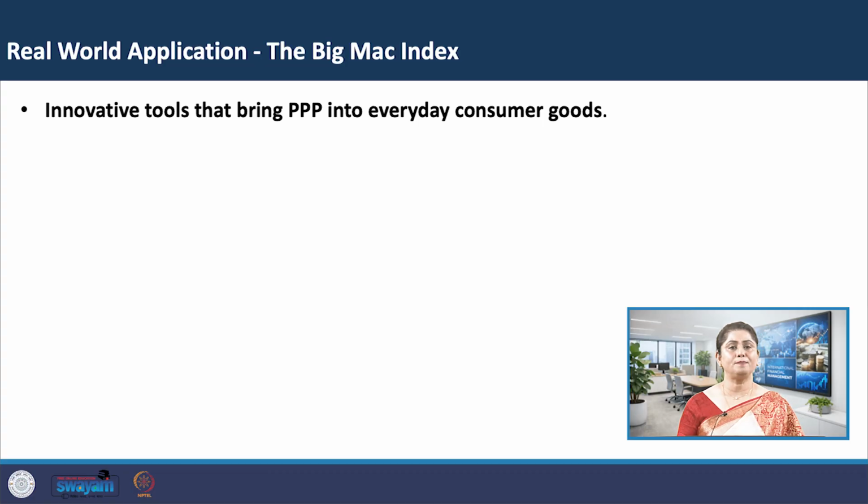We now see how PPP is applied to the real world. One of the real world applications of PPP is the Big Mac Index. The Big Mac Index was created by the magazine The Economist, and it does something wonderfully simple. It compares the price of a McDonald's Big Mac burger across different countries and uses those prices to determine what the exchange rate should be under PPP. The rate that would make the burger cost the same everywhere.